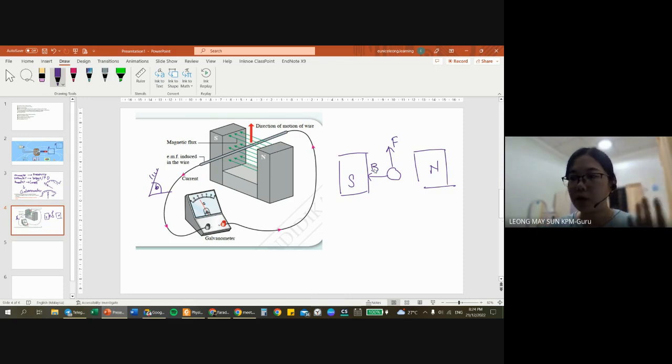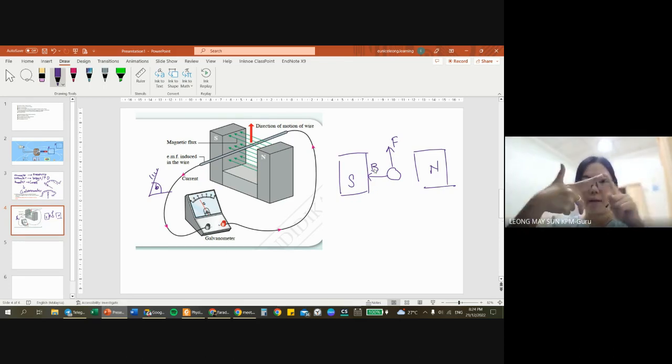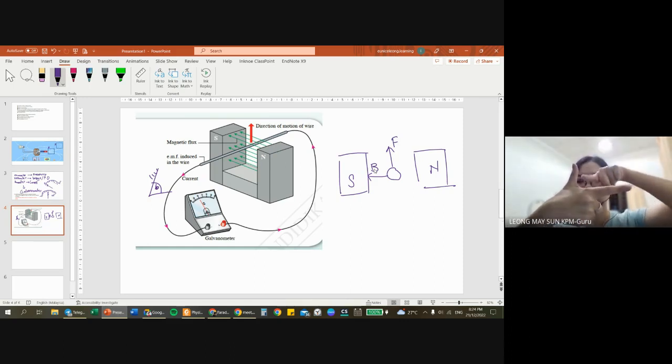With this paper on top of the table, what I want you to do is stick out your right hand, Fleming's right hand rule. So we have the force, then you have the magnetic field, and this one would be the direction of the induced current. Do take note. I hope that you guys are actually seeing my face and my hand. The thumb will show the direction of the force. The pointing finger is from north, pointing towards south. And the middle finger is actually the induced current direction.